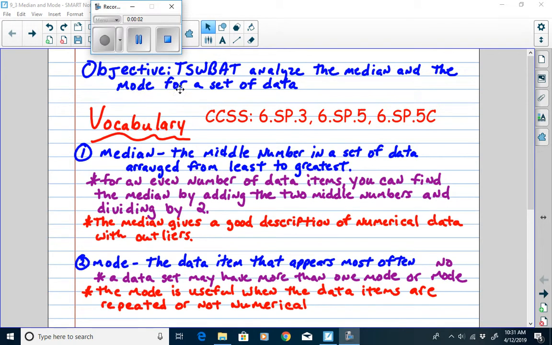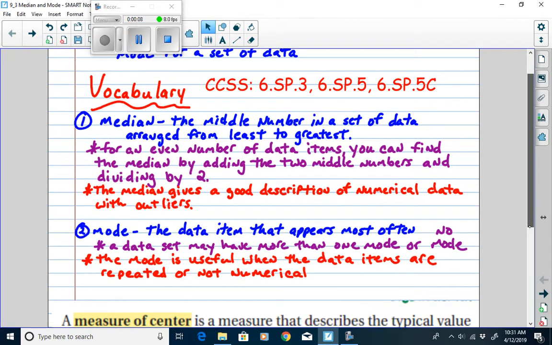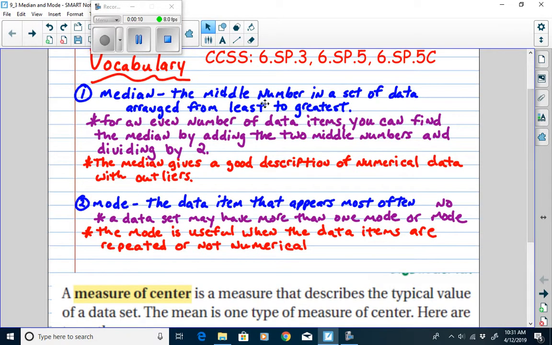Our lesson today is to be able to analyze the median and mode for the set of data. A couple of vocabulary terms here. First, we have the median. It's the middle number in a set of data when the data is arranged from least to greatest.